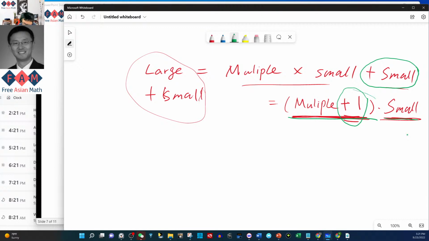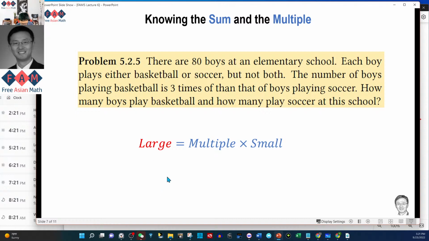Of course, it's a multiple plus 1 copy of small. And this is actually what we call the distributive property, which when we review arithmetical operations of natural numbers, we will see in a couple of lectures. But for now, it's intuitively very easy to understand why we have multiple plus 1. It's because we are adding one small to the copy. So with this relationship, we can see that the sum of the two numbers, the large and the small, equals 1 plus this multiple times small.